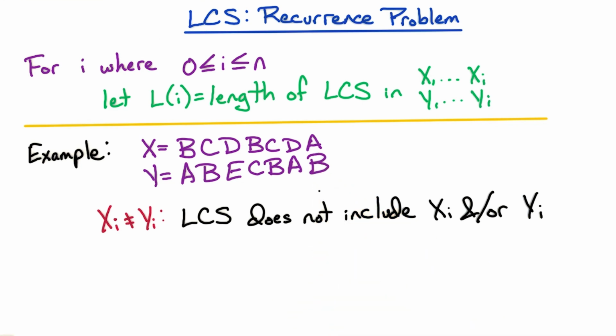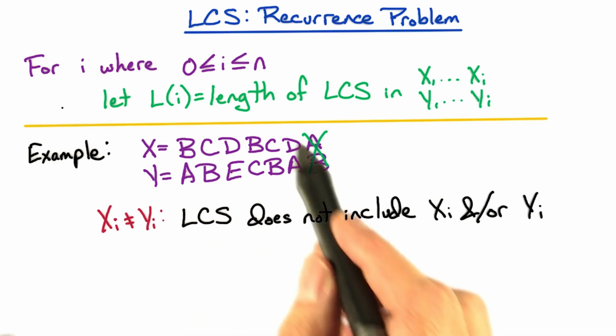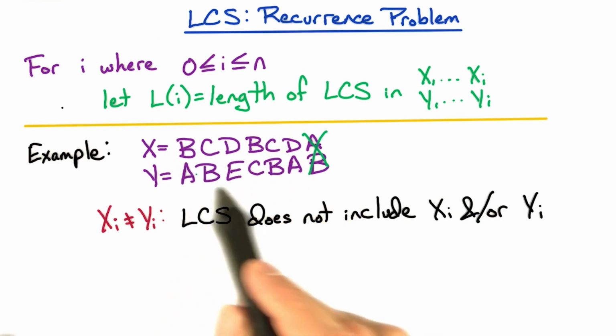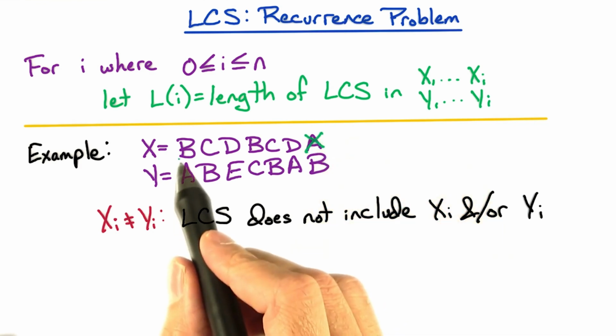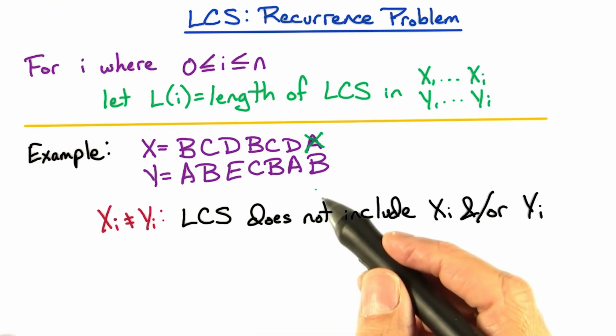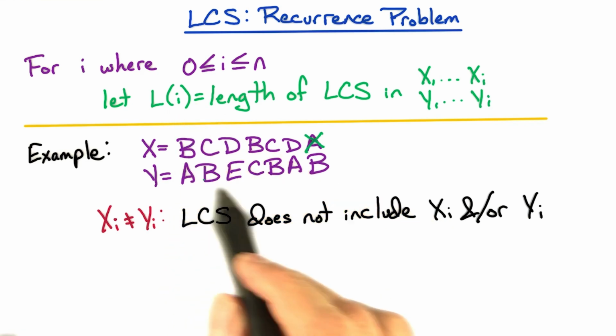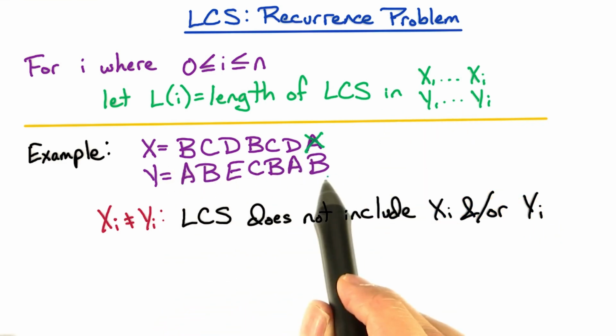Now let's consider the three cases. If both of them are dropped, then we can simply take the longest common subsequence in this prefix of length I minus 1. So it's similar to the equal case, except we don't get this plus 1 here. Now what happens if just xi is dropped? Well, then we have a prefix of length I minus 1 in x, and a prefix of length I in y. So we have no way of looking this up in our table. The solution to this subproblem is not in our table, because the prefixes are of different length in x and y.